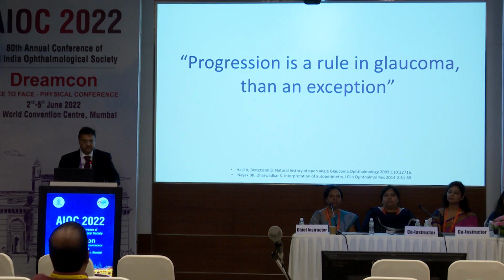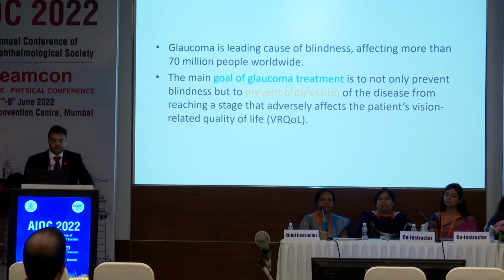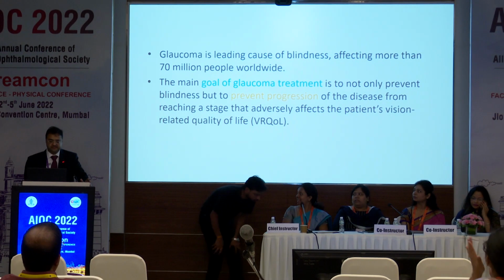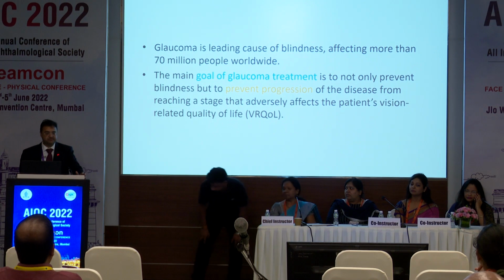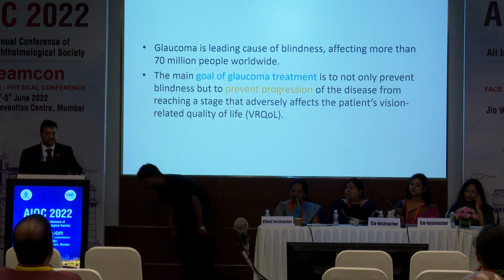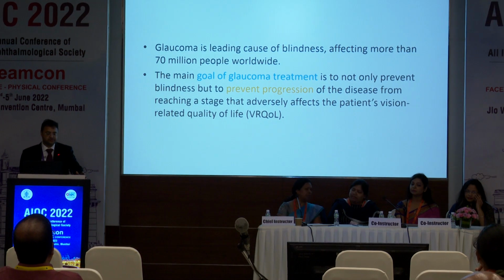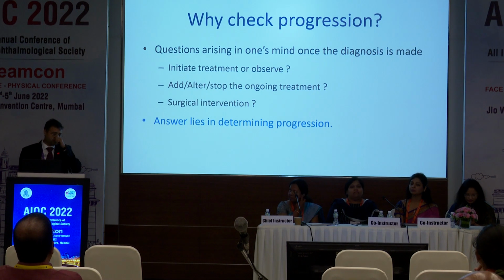So progression is a rule in glaucoma rather than an exception. We all know that it's a leading cause of blindness affecting more than 70 million people. And the main goal of treatment is not only to prevent blindness, but to prevent progression of the disease from reaching a stage that adversely affects the patient's quality of life. So this is very, very important. It is a progressive disease, and we have to take into account the patient's quality of life.